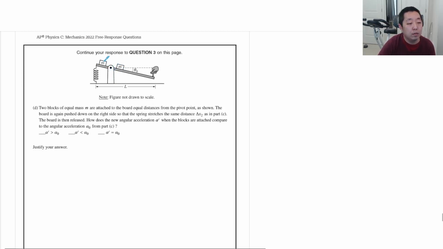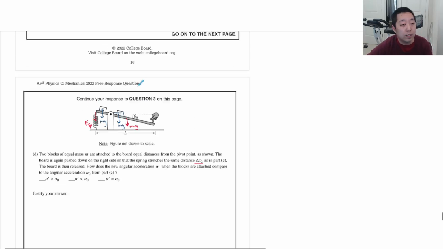Oh, actually, I think it'll be the same because you push it the same distance. So the spring force is the same. The gravity never changed. But now you have these two guys right here. These are the new things, right? mg and mg. But they're equidistant. And I only care about the component.